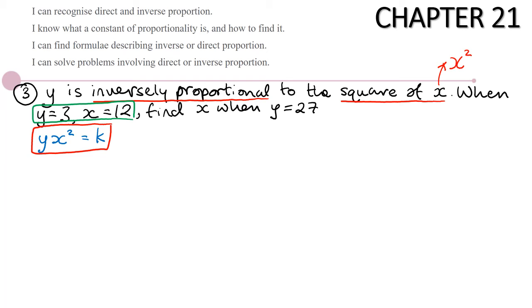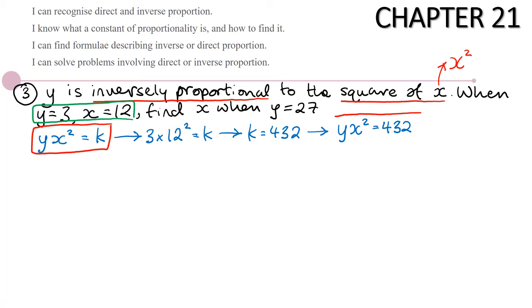Right, so we substitute y for 3 and x for 12. That's what k equals. So we just need to work out 3 times 12 squared. So 12 squared is 144. Times that by 3, I get 432. So k equals 432. So that goes back into the formula that I did in the red box, but now with 432 in there. So yx squared, or x squared y, is always going to be 432 for this question.